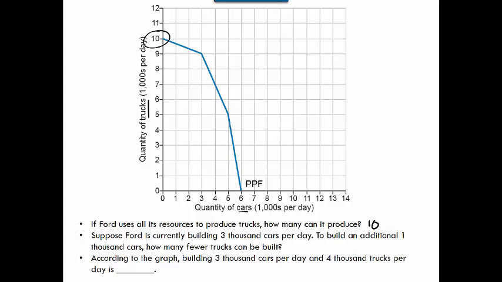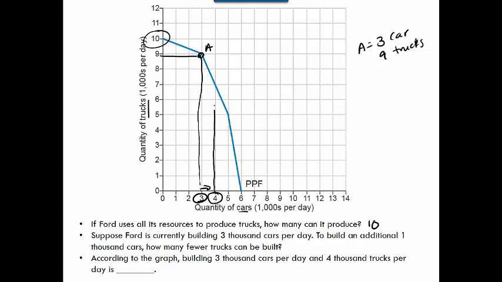Suppose they are currently building 3,000 cars per day. So if we take 3,000 and we follow that up, we end up right here. I'll call this point A. And at point A, we are producing 3,000 cars and 9,000 trucks. All right? To build an additional 1,000 cars, how many fewer trucks can be built? So they want an additional 1,000 cars, so that would put me here at 4. I'll follow that up, so that would put me here. I'll call this point B. So point B would be 4,000 cars and 7,000 trucks.